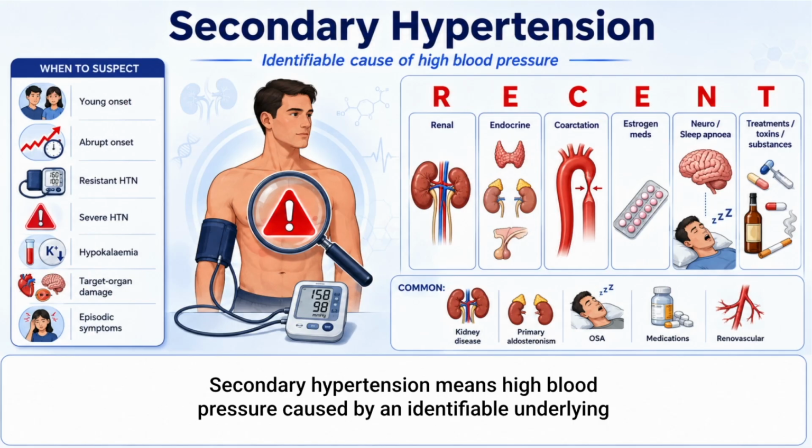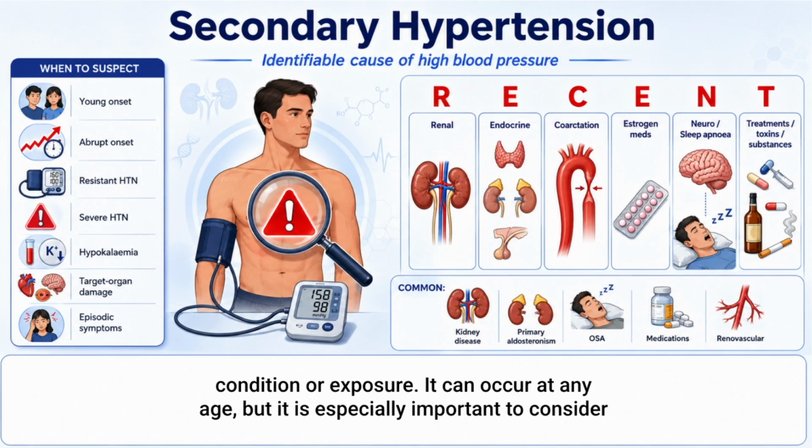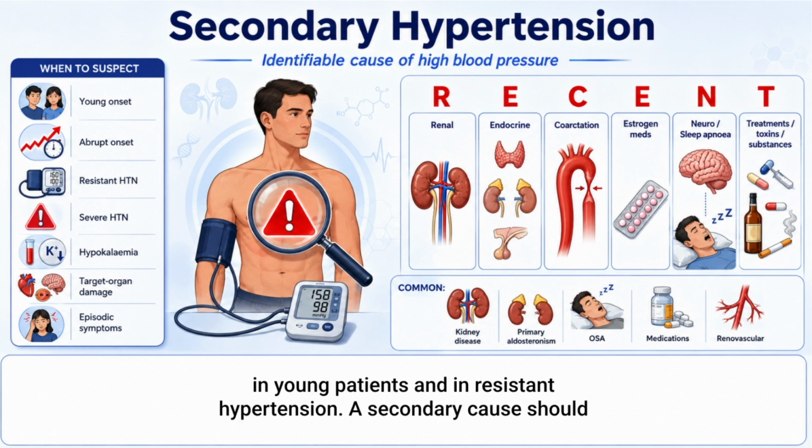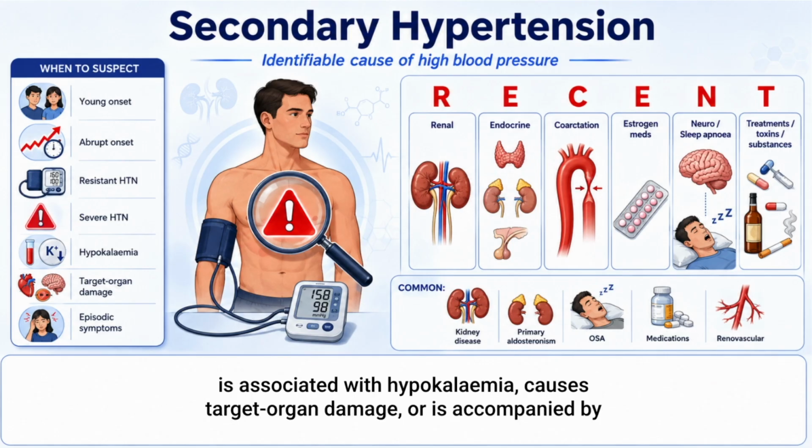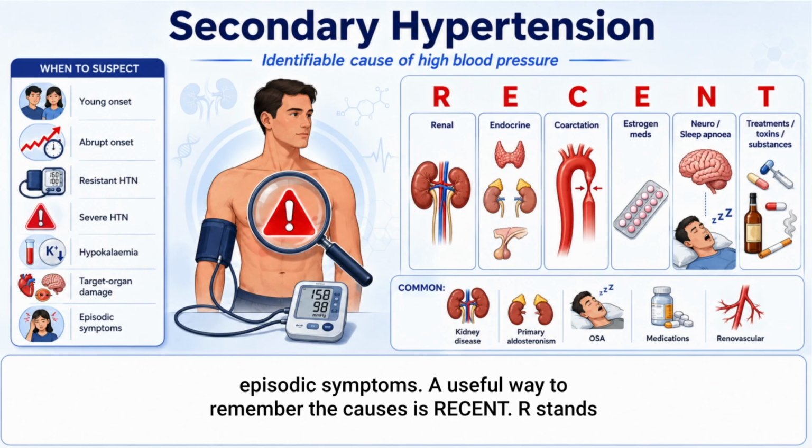Secondary hypertension means high blood pressure caused by an identifiable underlying condition or exposure. It can occur at any age, but it is especially important to consider in young patients and in resistant hypertension. A secondary cause should be suspected when hypertension has young onset, appears abruptly, is severe or resistant, is associated with hypokalemia, causes target organ damage, or is accompanied by episodic symptoms.